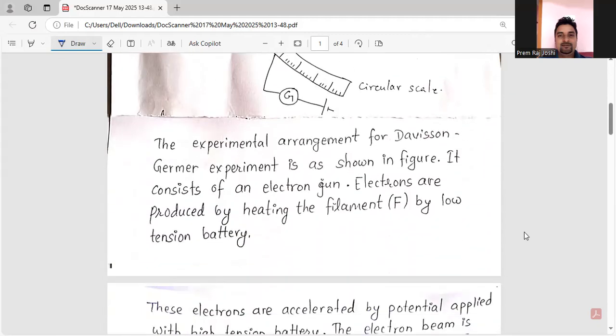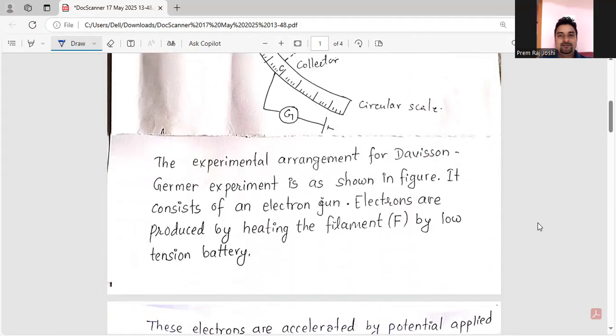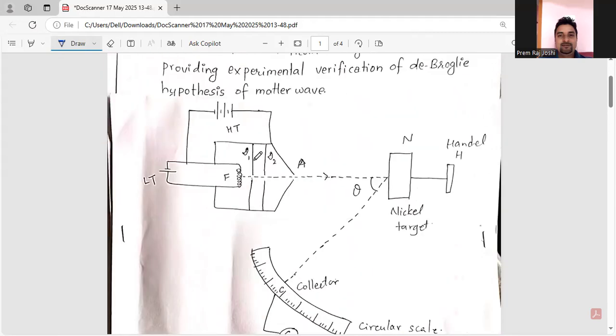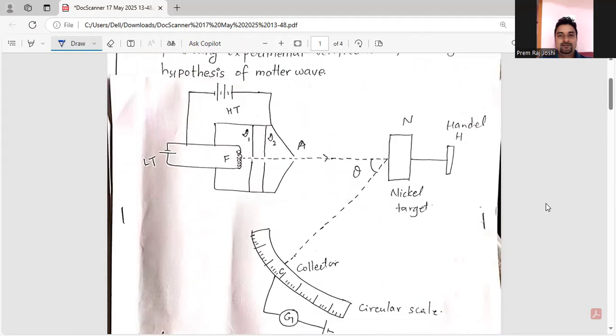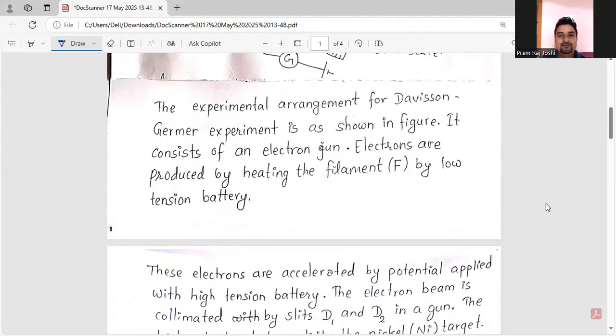In the description below, all the things which I already told are explained there. The experimental arrangement for the Davisson-Germer experiment is shown in the figure. It consists of an electron gun. As I already told you, this setup is sometimes called the electron gun, because from the point A, a fine beam of electrons is ejected. So that is why this setup is also called the electron gun, right? Do not confuse with that term.